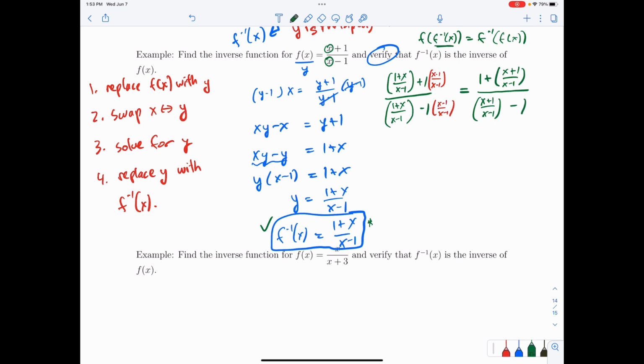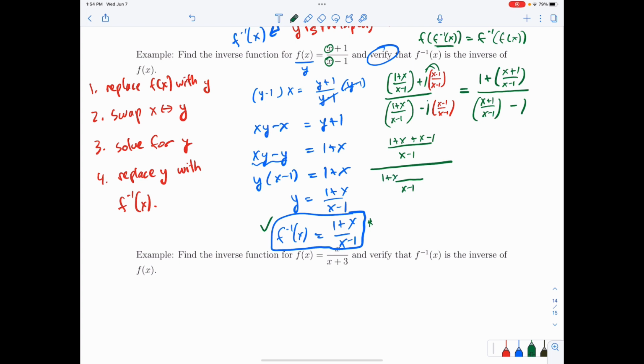So on the left, I'm just going to write this with the same denominator. We get 1 plus x plus, when I distribute the 1, I just get x minus 1 in the numerator. Let's keep that as green. And then in the denominator, same idea. I'm going to have a new denominator in that bottom fraction of x minus 1. In the numerator, I get 1 plus x.